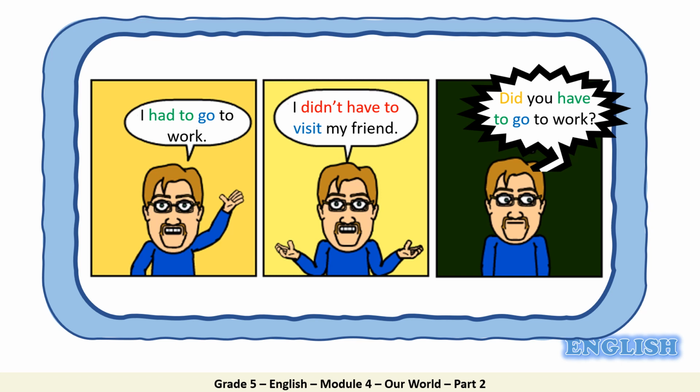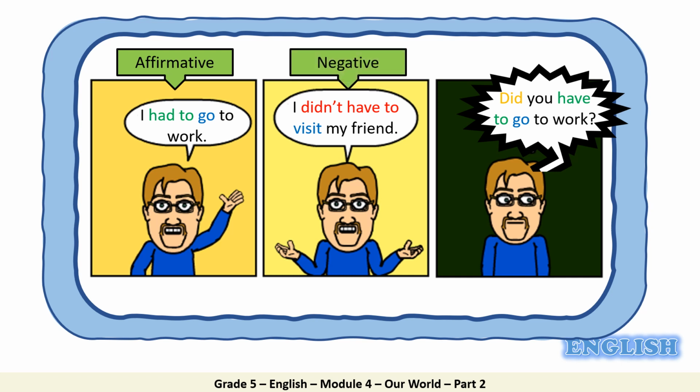So, what do we call the first sentence? Is it affirmative or negative? Yes, that's true. It's an affirmative sentence. Why? Because we don't see the word not. I had to go to work. It's an affirmative sentence. Good. What about the second sentence? Is it affirmative or negative? That's right. It's negative. Why? Because we can see the word not. I didn't have to visit my friend. Notice, we can't say didn't had to. We say didn't have to.